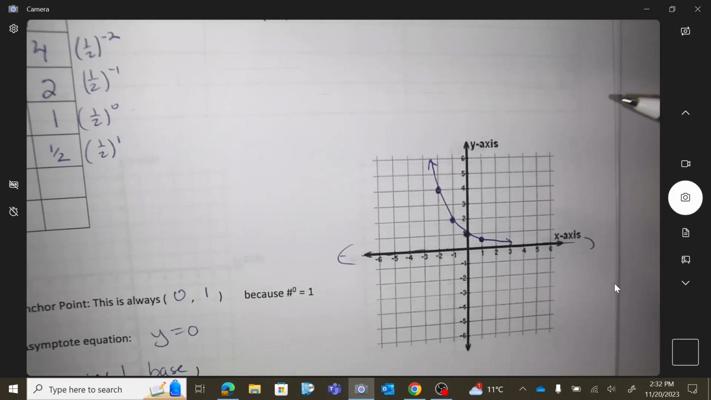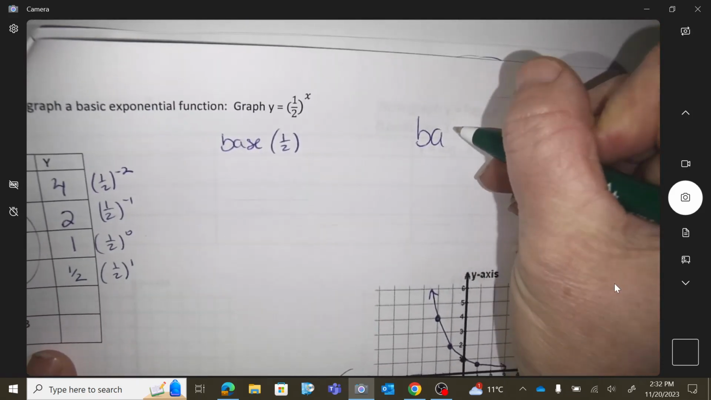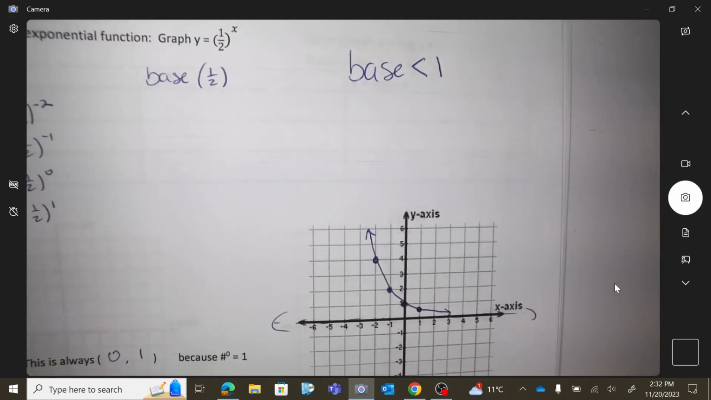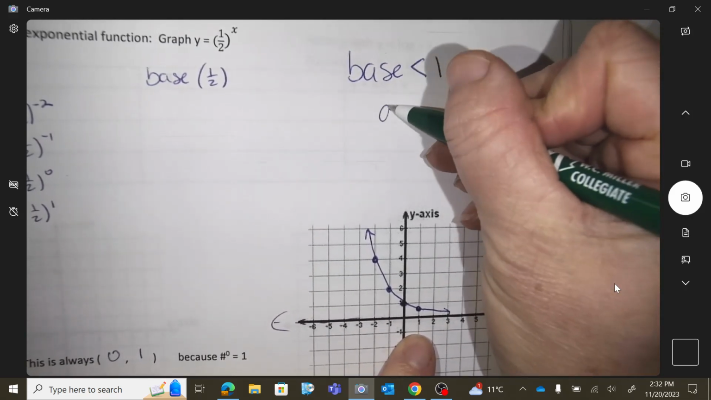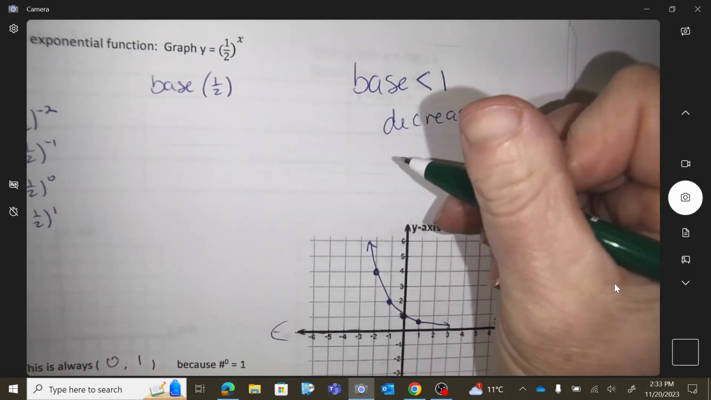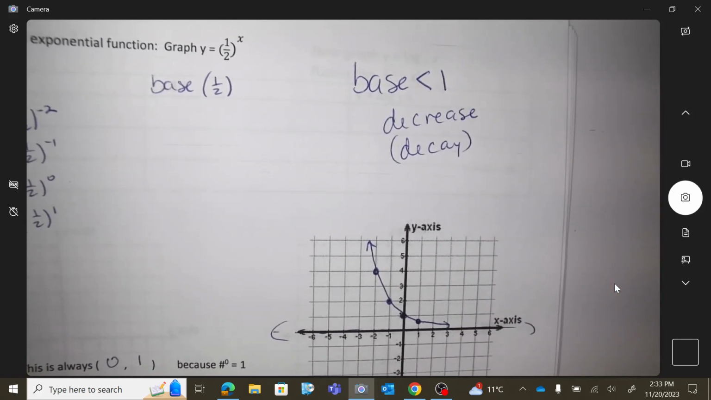Okay, so I'm going to write a rule. You ready? If the base is less than 1, what goes on with your shape? It will decrease. Some people use the word decay. So if you ever see that word, that's the same thing. It's decaying. So it's like population. Today, this is our population, and then tomorrow it's half, and then it's half, and then it's half.